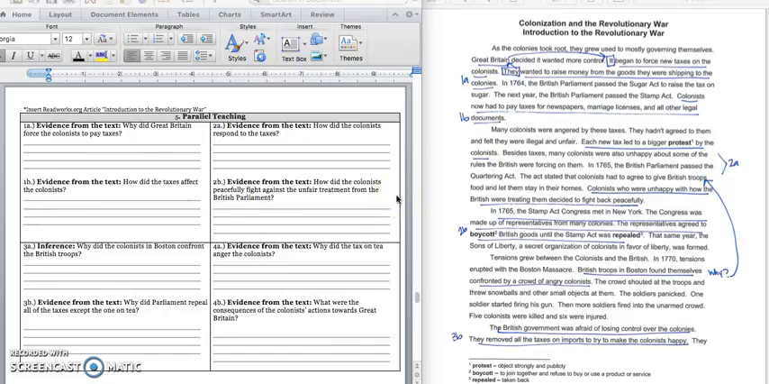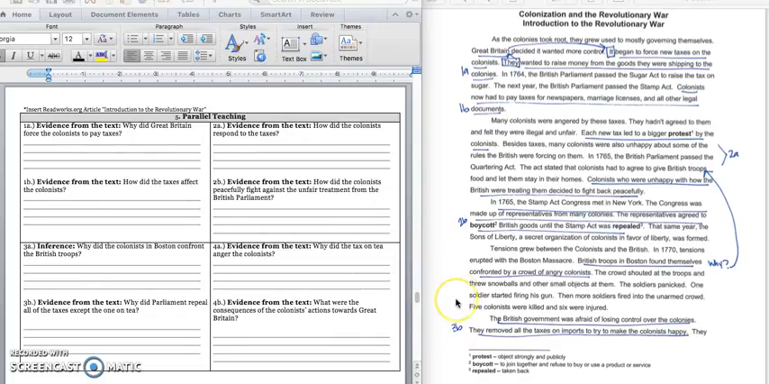2B says, how did the colonists peacefully fight against the unfair treatment of the British government? And if we go down to the third paragraph, it talks about how they formed a Congress and the representatives at the Congress decided to boycott British goods until the Stamp Act was repealed. So in box 2B, we would write, the colonists formed a Congress and decided to boycott British goods until the Stamp Act was repealed. Press pause to write down your answer and play when you're ready to keep reading.